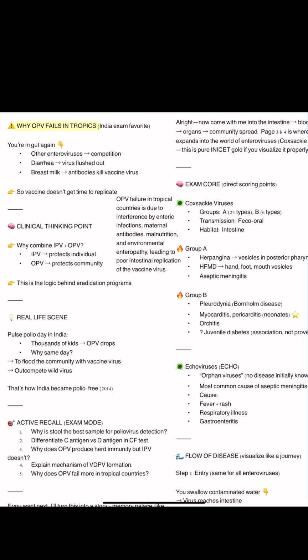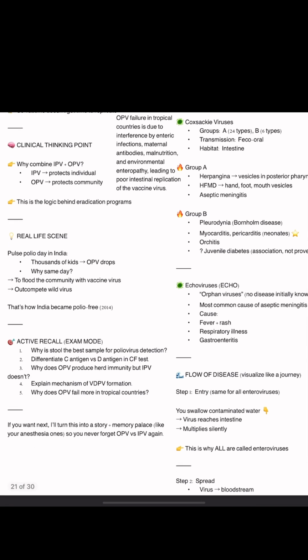Why combine IPV and OPV? OPV protects the community and IPV protects the individual. How was eradication achieved? Pulse polio day and all, it is given. Okay, now I'm done with poliomyelitis.